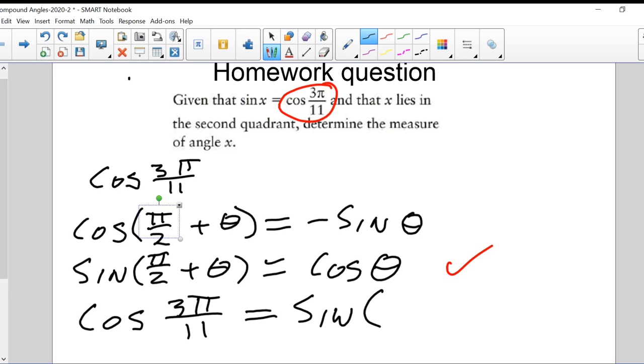Think about that, folks. It's on the line right above it. Pi over 2, exactly. So it's going to be the same thing as pi over 2 plus the 3 pi over 11, because that is what my theta is. Isn't that what the theta is? The theta is 3 pi over 11. So instead of saying the cosine of theta, I'm going to say the cosine of 3 pi over 11 is equal to the sine of pi over 2 plus 3 pi over 11. Are we all on the same page here?